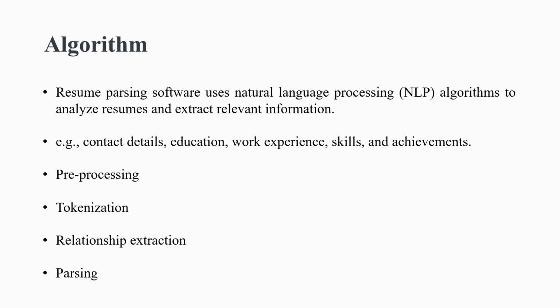The next is relationship extraction. The algorithm identifies relationships between different entities in the resume text. For example, it can identify the candidate's previous job titles and the companies they worked for. The next and the final is parsing. The algorithm parses the resume text to extract structured information such as the candidate's education, work experience, skills, and achievements. This can involve using machine learning models to identify patterns and relationships in the text.